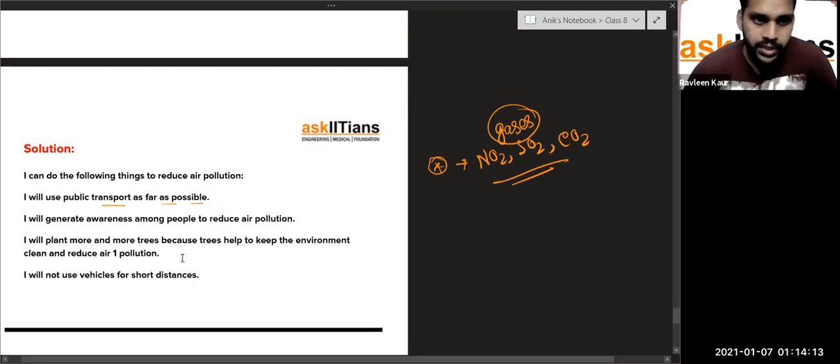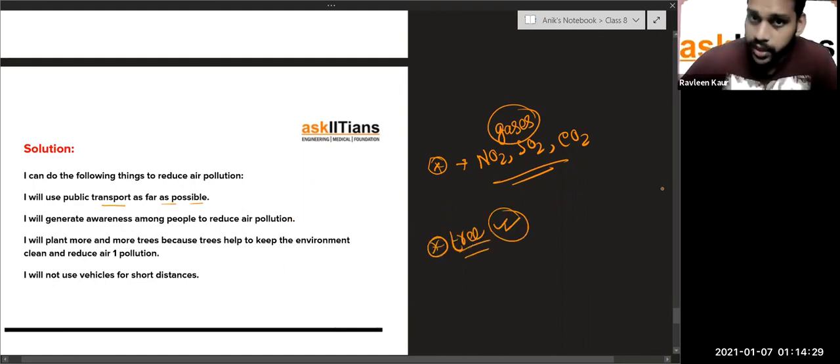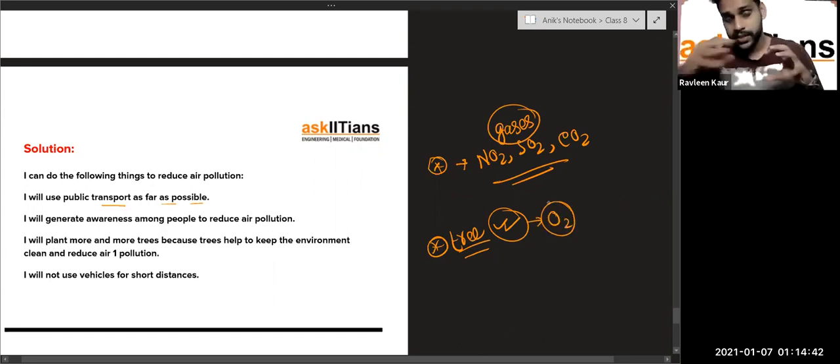I will plant more and more trees, which helps us to keep the environment clean and reduce our air pollution. I think you know that trees are the only thing that is cleansing our air. If you plant more and more trees, what would happen? Your air would be better, because trees are the reason from where the air is getting the oxygen, right? So we need to understand that these are very important things.